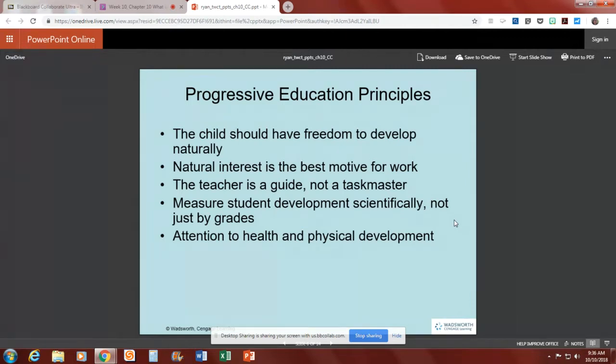Fifthly, we have attention to health and physical development, and we've thankfully seen a rebirth of the attention to health and physical development, and recess time and PE time, because what we know through a large research base is that physical exercise can actually help you cognitively. Next, we've got the school and the home must work together to meet the child's needs.